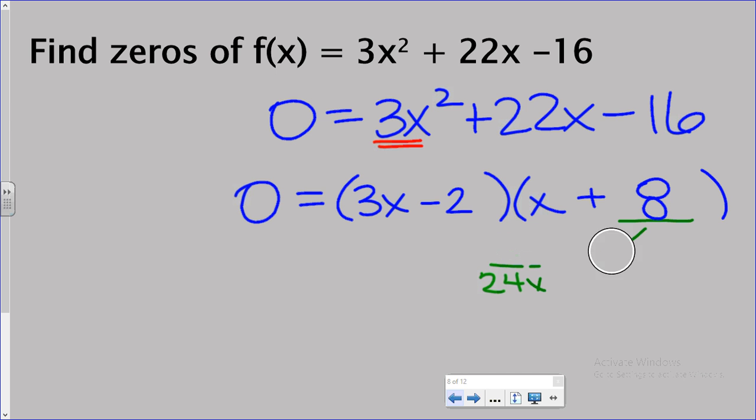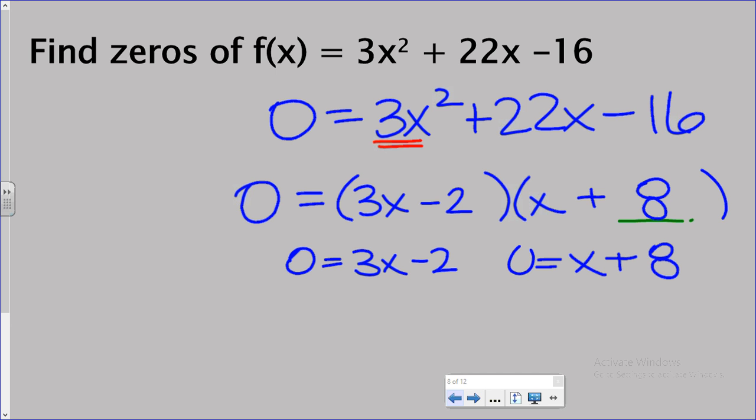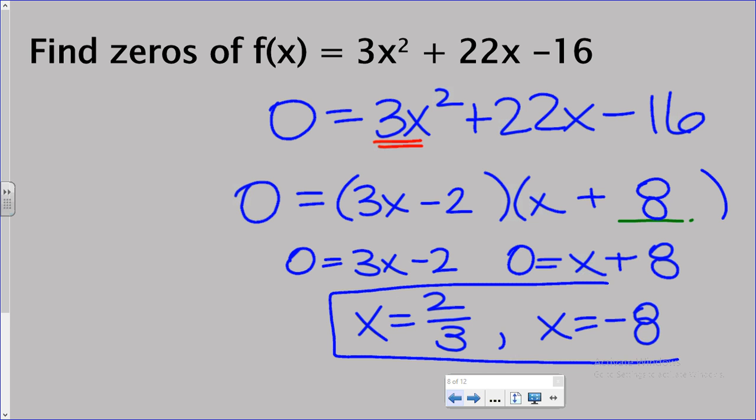So if this is what our quadratic factors to, then our zeros, well, let's talk about this first. We have two factors that multiply to equal 0. So we set both of those factors equal to 0. So x is 2/3 or x is negative 8 would be our zeros. Those are our x-intercepts. This is where this graph crosses the x-axis.